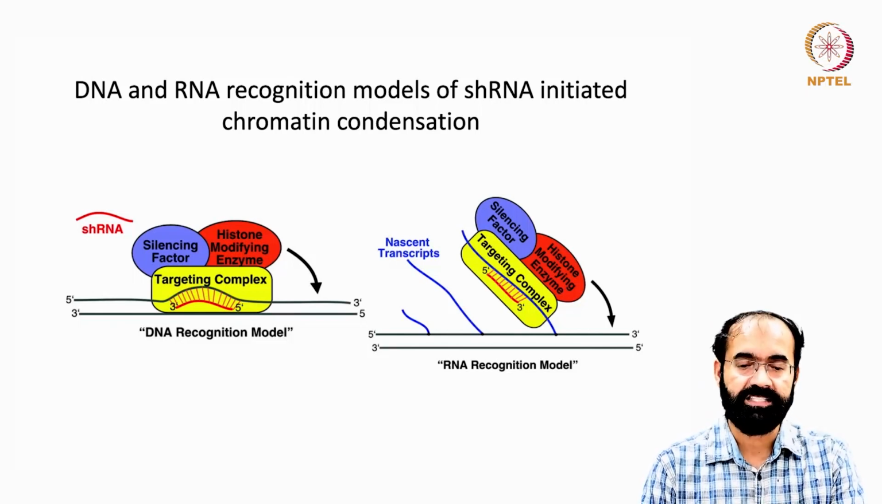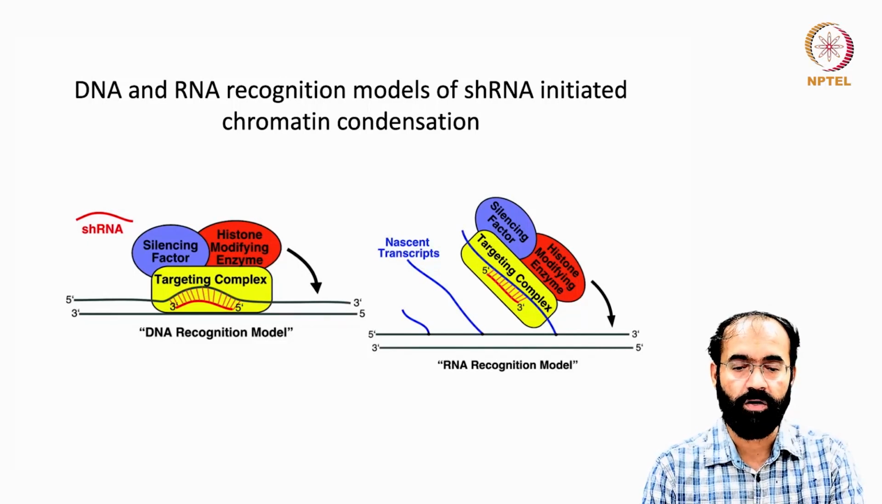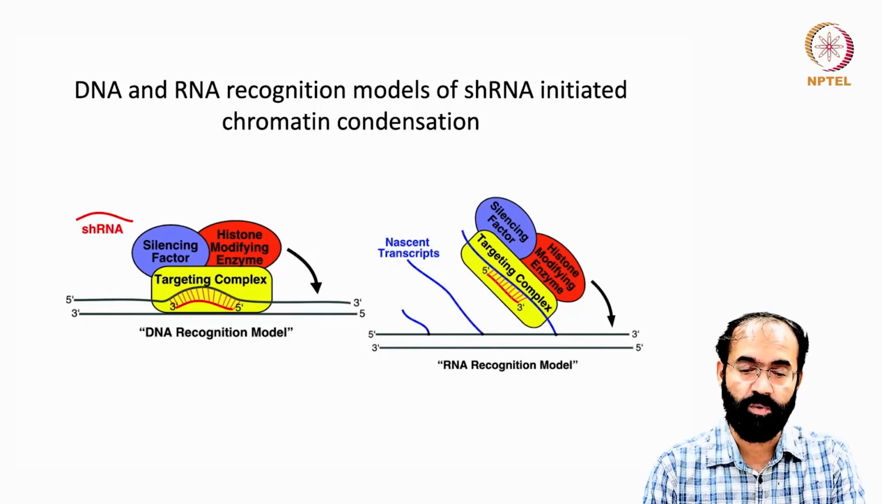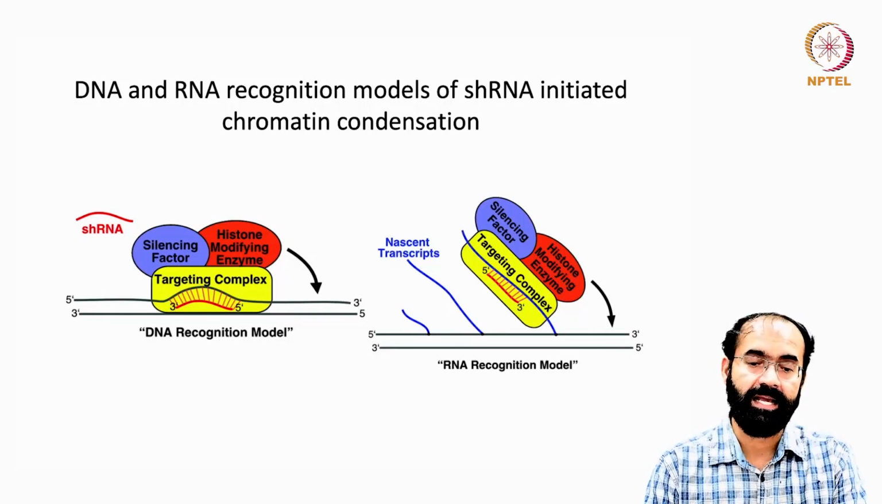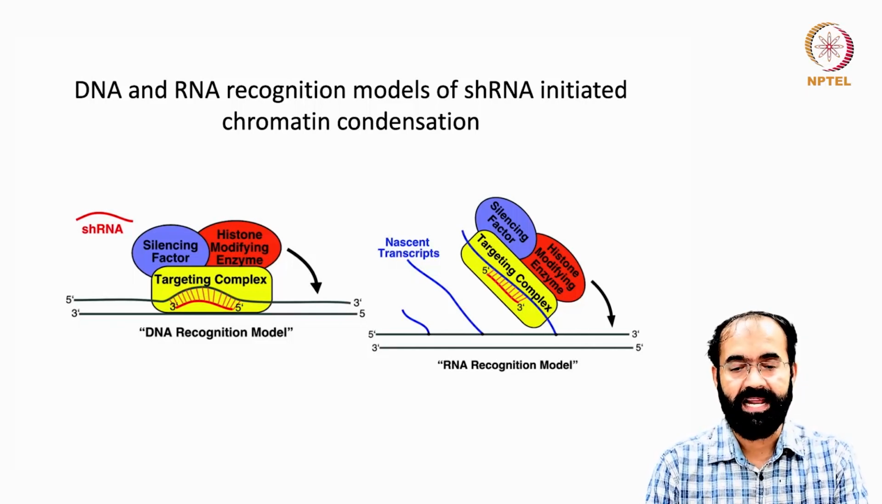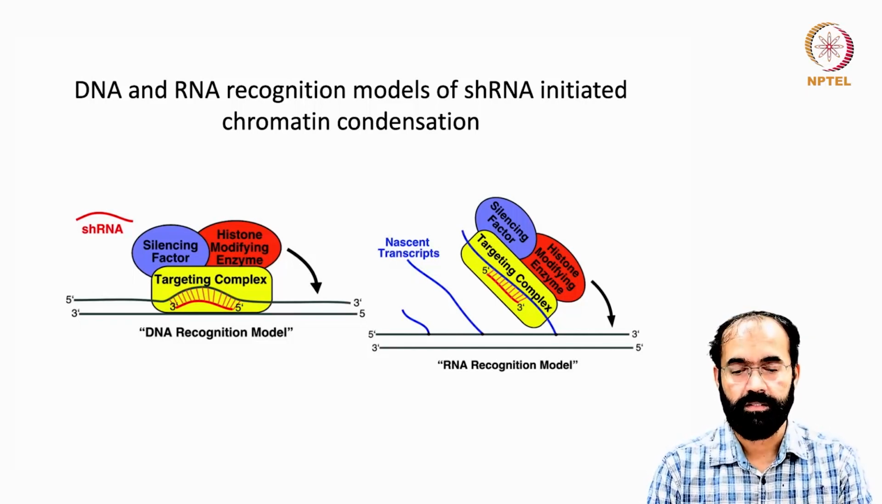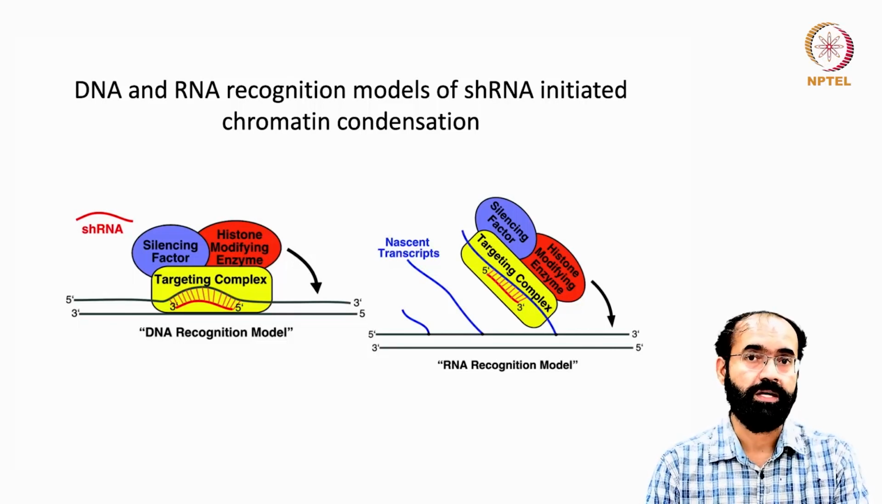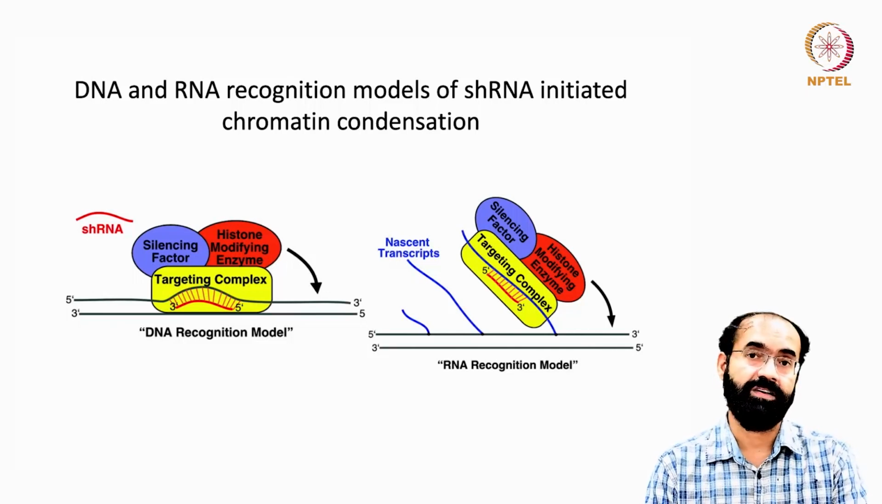And in the RNA recognition model, a similar thing is happening, but instead of binding onto the DNA, it is binding onto the newly formed RNA, which is not completed. It's a nascent transcript, getting longer and longer. And once this region is exposed, this shRNA will come and pair onto the newly formed RNA, and it will bring again the silencing factor and histone modifying enzymes and cause the spreading of these silencing events across the neighborhood, not the entire chromosome. It is only in the neighborhood, and it makes sure that this gene is never expressed.